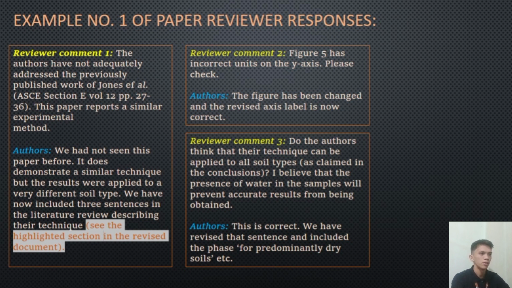Reviewer comment number 2. Figure 5 has incorrect units on the y-axis. Please check. So this is a simple error. The author's response. The figure has been changed and the revised axis label is now correct. Reviewer number 3. Does the author think that their technique can be applied to all soil types? I believe that the presence of water in the sample will prevent accurate results from being obtained. The author responds, this is correct. We have revised the sentence and included the phrase for predominantly dry soil, etc.